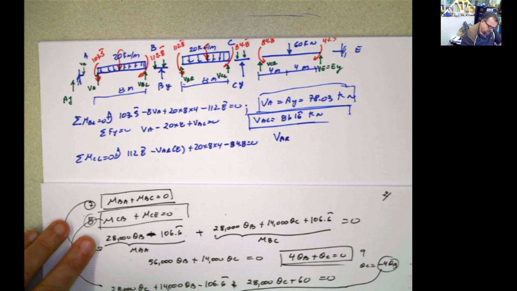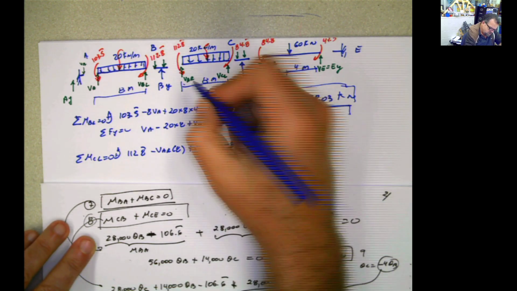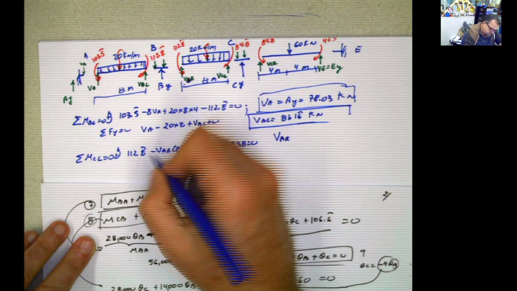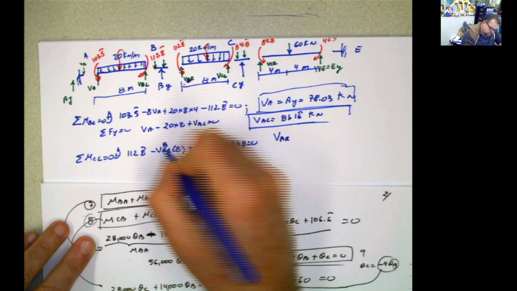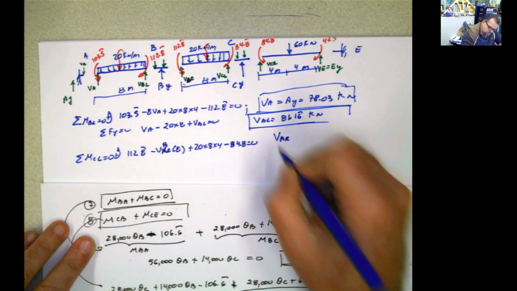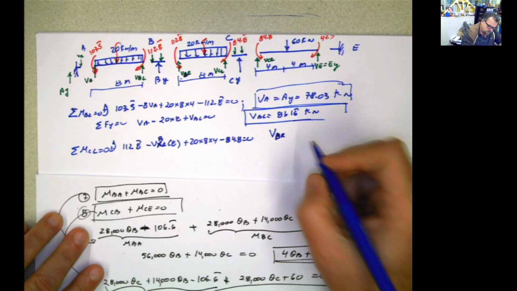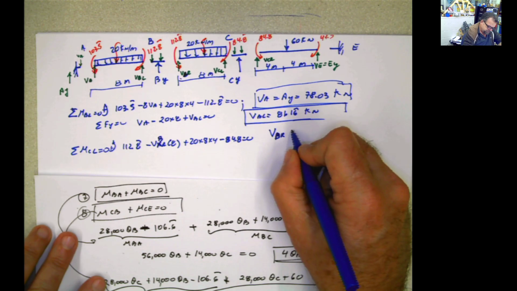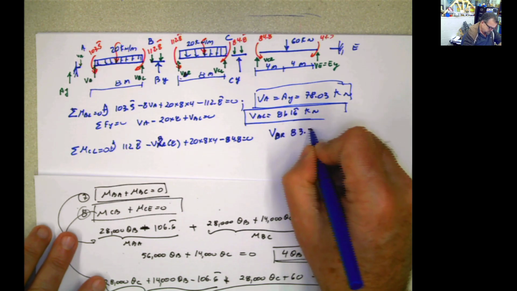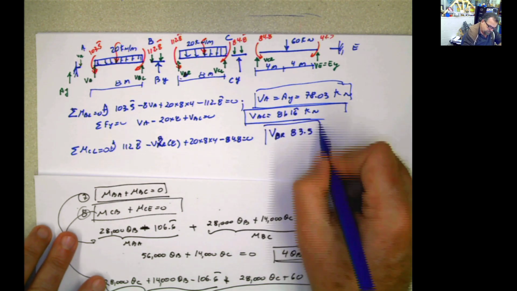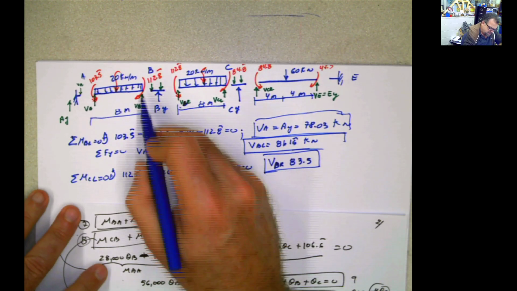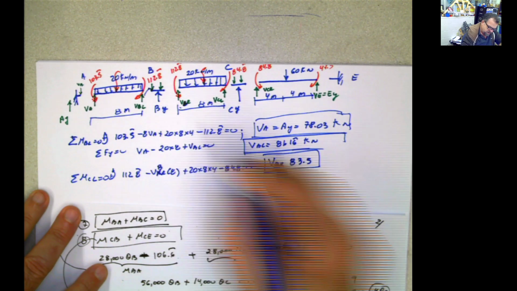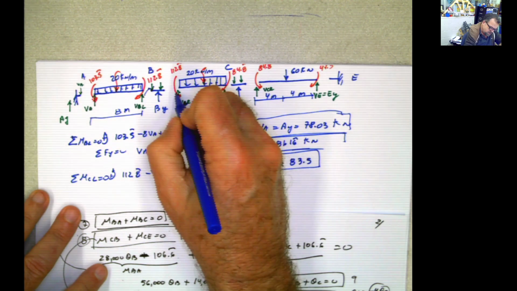Why VAR? This is not called VAR. This is called VBR. I don't even read my own. VBR. Okay, so VBR is going to be equal to 83.5. Now, VBL is this force that is transferred there. VBR is this force that is transferred there.